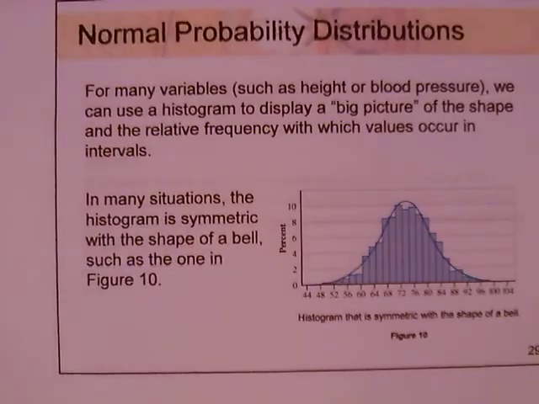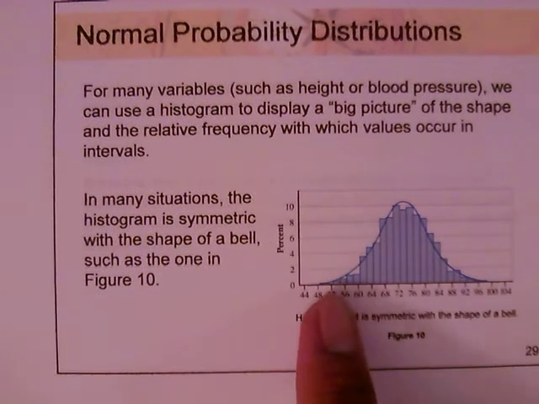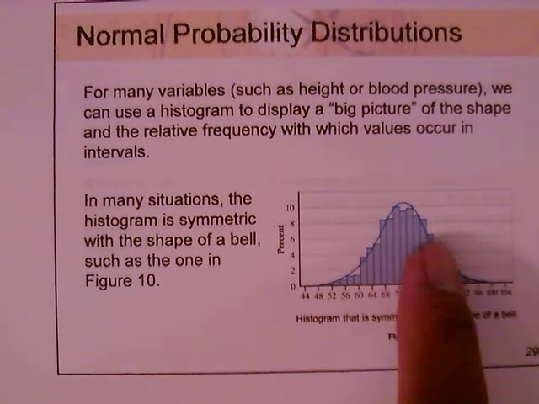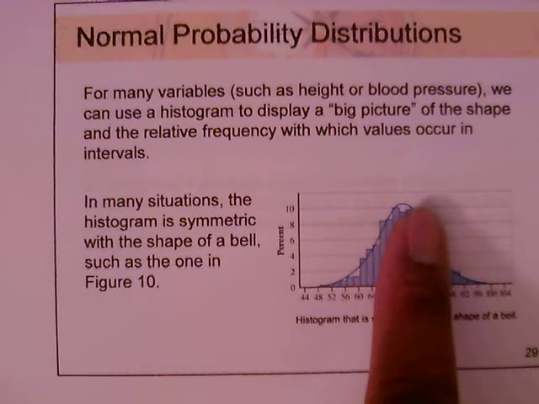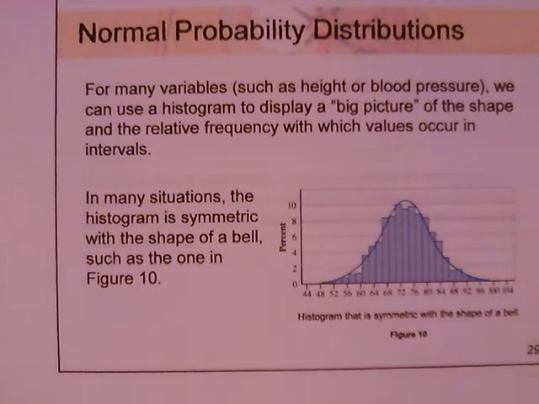And then for many variables such as height or blood pressure, we can use a histogram to display a big picture of the shape and the relative frequency with which values occur in intervals. So in many situations, the histogram is symmetric with the shape of a bell, such as the one in figure 10, as you can see here. And this is what the normal distribution looks like. We also call that the bell-shaped curve or the normal curve.